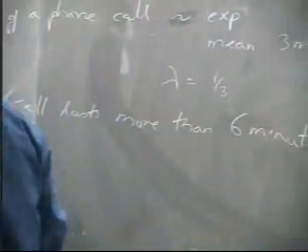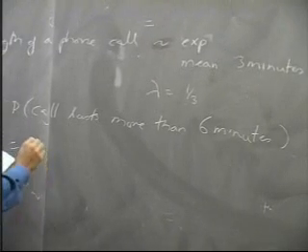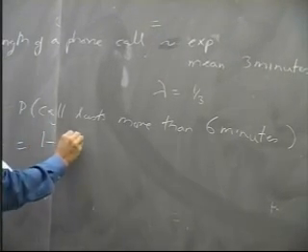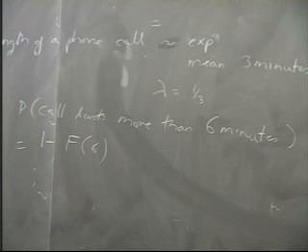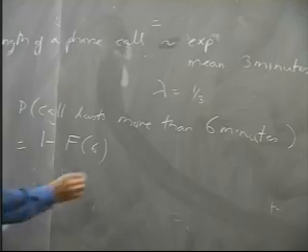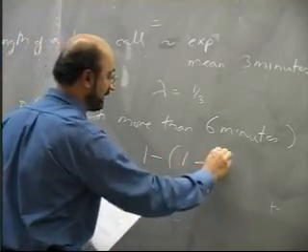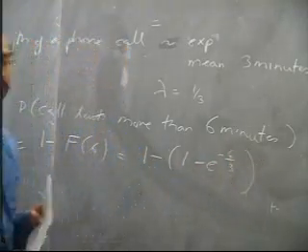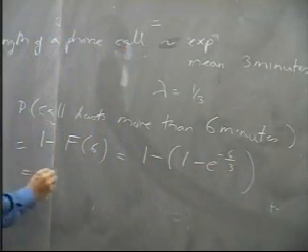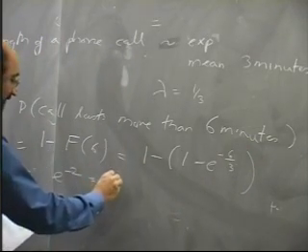Okay, so this is going to be basically 1 minus F of 6, right? Because F of 6 is minus infinity to 6, so 1 minus that is a call lasting more than this, and this is going to be nothing more than 1 minus e to the minus 6 over 3, because lambda is 1 over 3, and this is e to the minus 2, which is 13.5%.